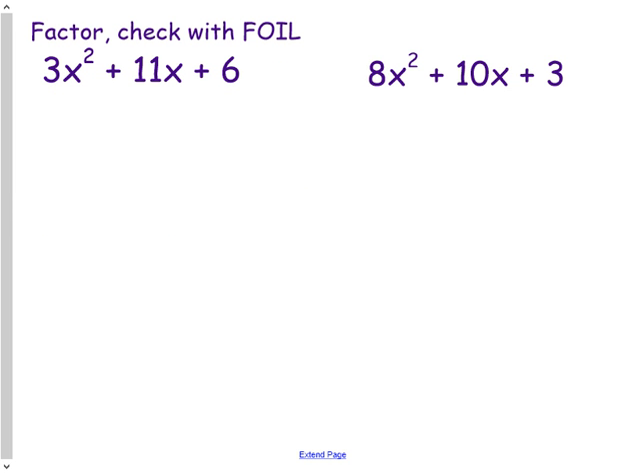And again, like last time, you can always check your answer by formula. I didn't do that in the video, but you can do it whether you use the box method or FOIL. Okay, so in this case, we've got 3 times 6 is 18, and we have to add to equal 11.